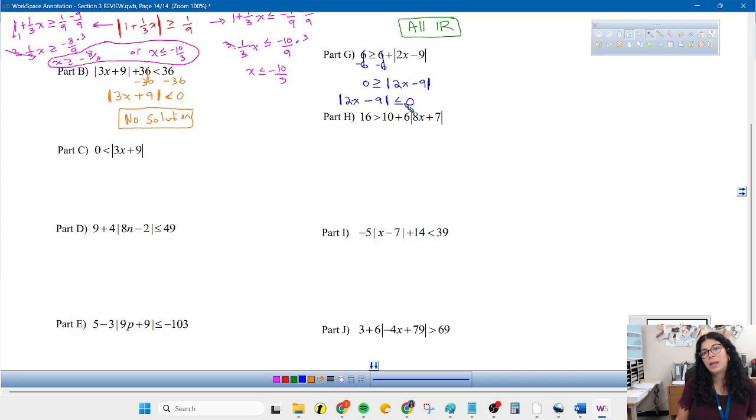And if we think about that, it cannot be less than 0. No matter what I put in here, it's going to either be 0 or a positive number, more than 0. So the less than 0 part can't happen, but the equal to 0 part can happen. So the only thing that would make this inequality true would be that what's inside of the absolute value, the 2x minus 9, is equal to 0, which would mean that the only solution would be that x is specifically 9 over 2. So there's just one solution.